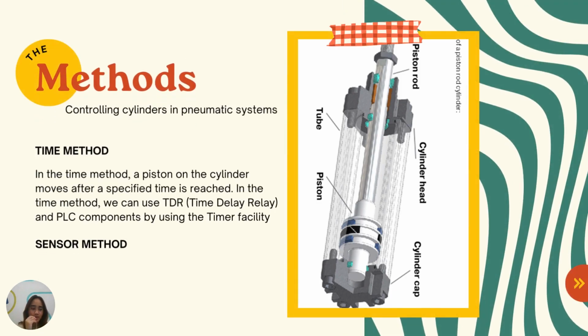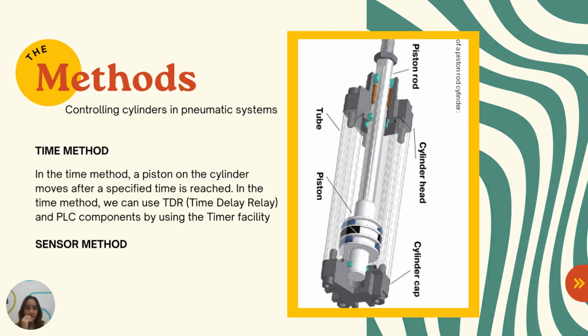There are two methods to control the cylinder in a pneumatic system, which are the time method and the sensor method. In this project, I use the time method. In the time method, the piston on the cylinder moves after a specified time is reached. In the time method, we can use the TDR, or time delay relay, and PLC components by using the timer facility.